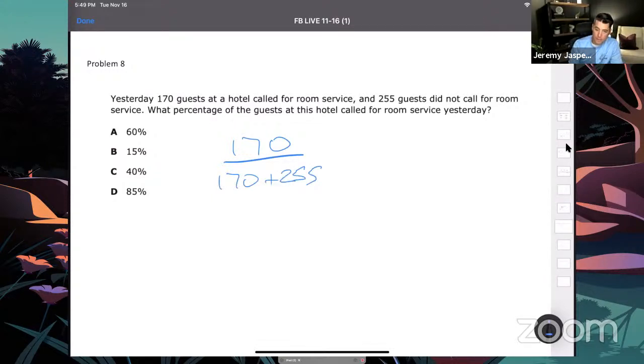That's important. That bottom number is important because that represents the entire hotel, because it's giving me those that didn't and those that did. So that comes out to 170 over 425, which gives us 0.4 or 40%. 40% is the correct answer, C.